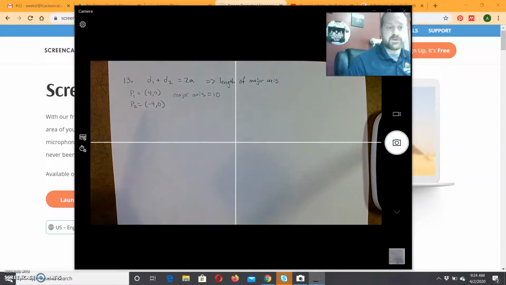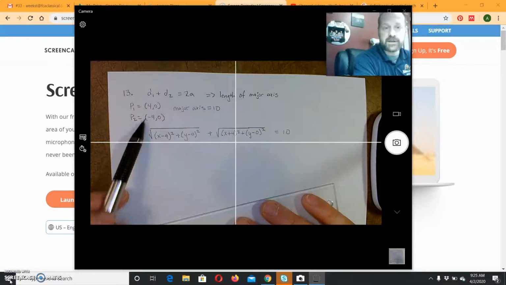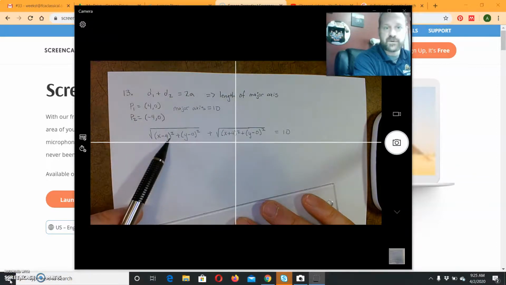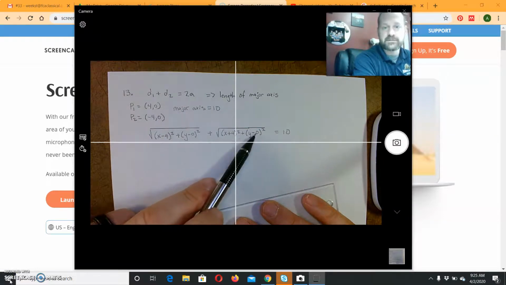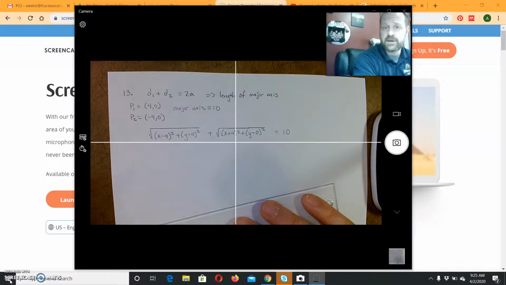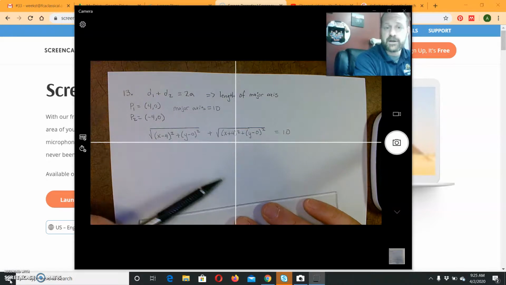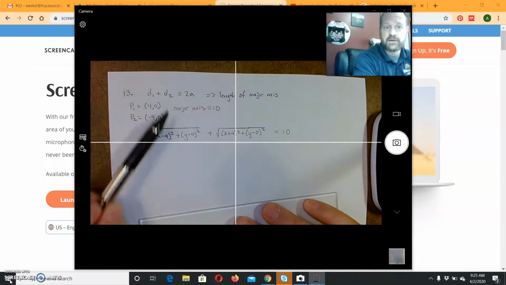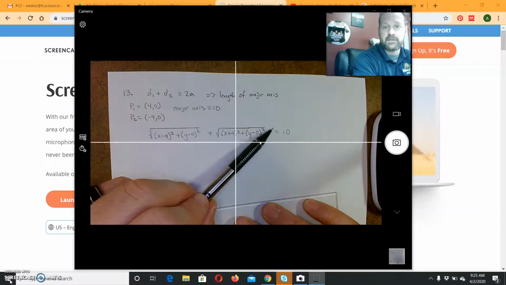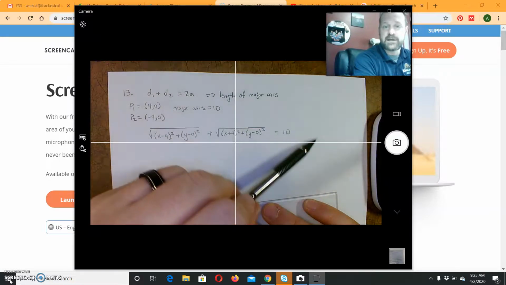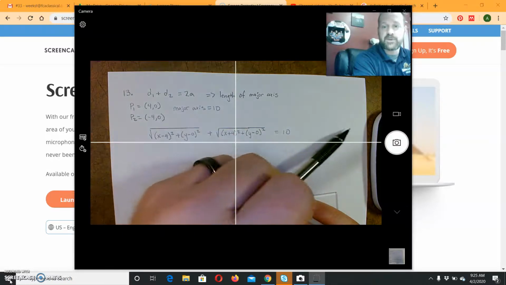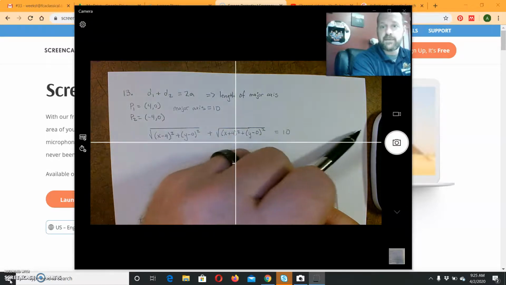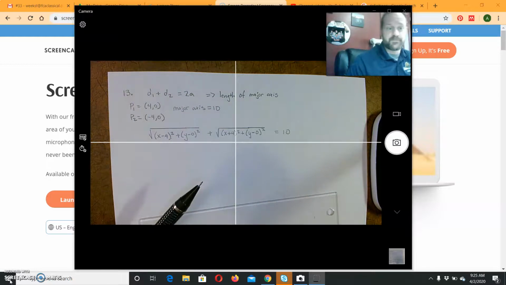So let me show the setup. Here's the setup using these points: the square root of x minus 4 quantity squared plus y minus 0 quantity squared, plus this, equals 10. So there it is. The last step we need to do is just the algebra. I'm going to show all that work here in a moment. So again, D1, D2, and the major axis. If this is an ellipse, we don't know if the major axis is along the y or along the x, but we do know that the length of that major axis is 10 units long.